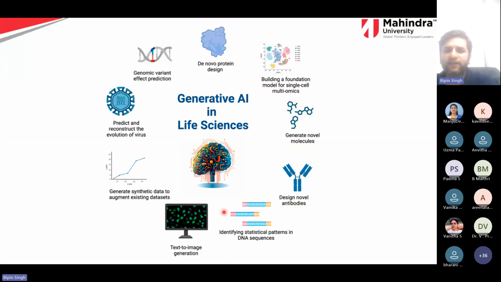These are the other areas where people are working on deep learning and AI methods: antibodies, nucleic acid therapeutics, cell-based imaging, vaccines, and so on. I'm not going into detail on those. So I'll quickly show you.